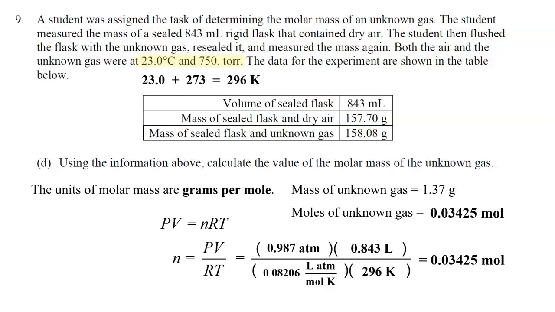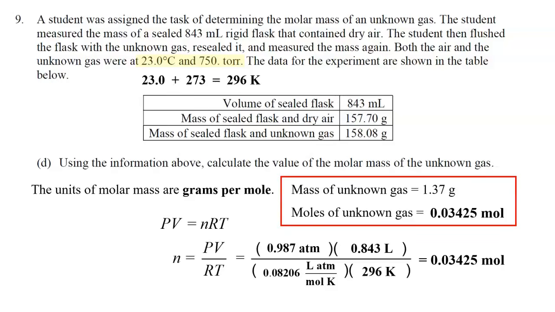Since the units of molar mass are grams per mole, that means I will take the grams, which is 1.37, and I will divide by the number of moles that I just calculated using the ideal gas law. So 1.37 divided by 0.03425 will give me an answer for grams per mole. And when I do that math, I get a value of 40.0. So the molar mass of the unknown gas is 40.0 grams per mole. That's the answer to part D of this question.